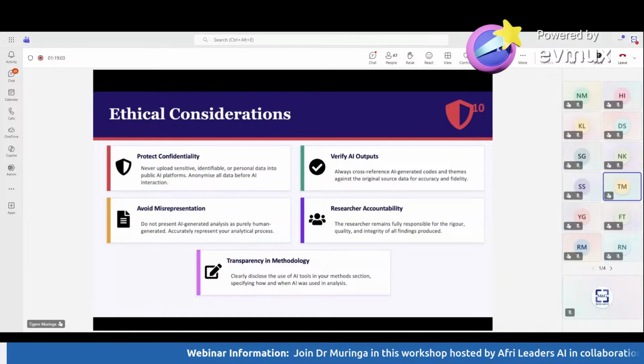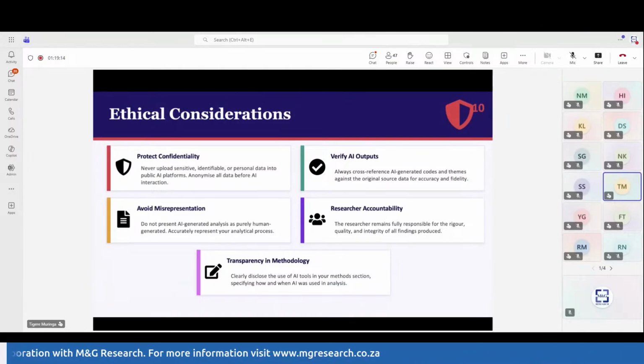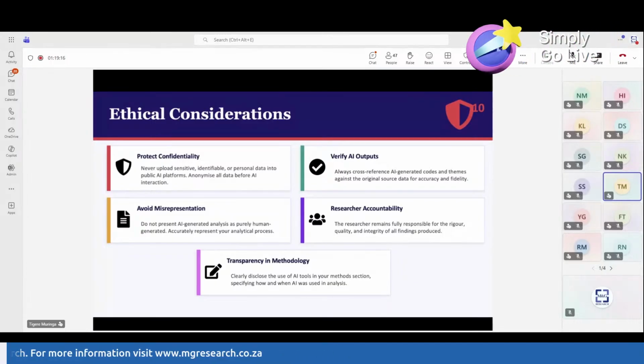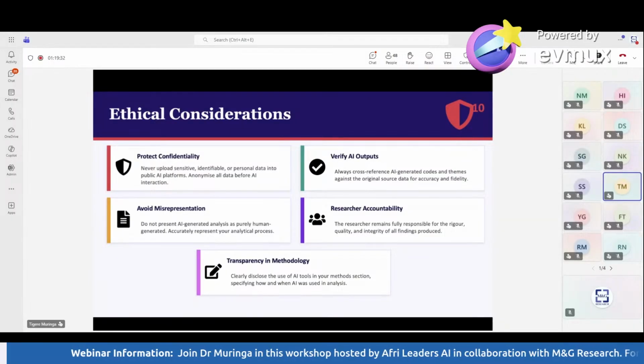We need to talk about ethical consideration. We're saying we need to protect confidentiality. And the challenge with these large data platforms is that they have a tendency to not protect the data of the researcher, right? So we're saying never upload sensitive, identifiable, and personal data into AI platforms, right? And you need to always anonymize all data before AI interaction.